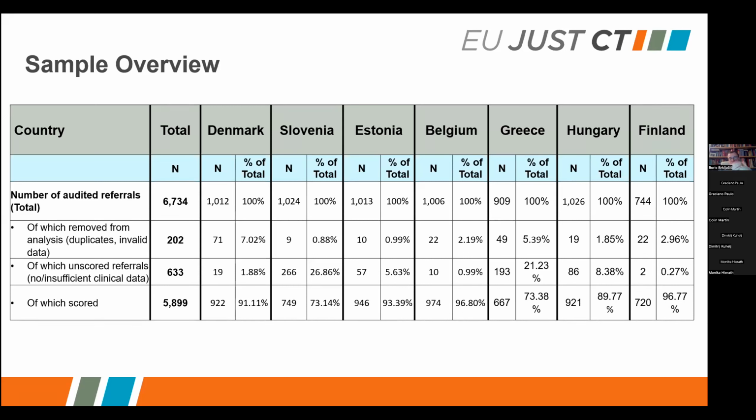So these are actually referrals or CT examinations that were performed. We couldn't determine whether they were really appropriate or not based on documentation. Probably some were appropriate, some not, but this couldn't be scored. Referrals that could be scored were 5,899: 91% of referrals in Denmark, 73% in Slovenia, 93% in Estonia, almost 97% in Belgium, 73% in Greece, almost 90% in Hungary, and 97% in Finland.